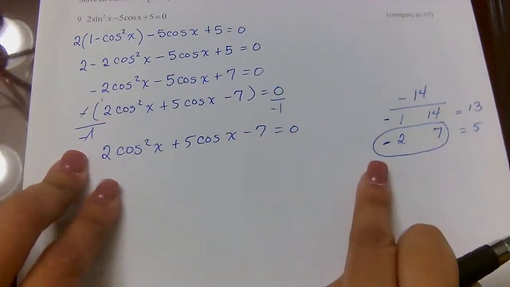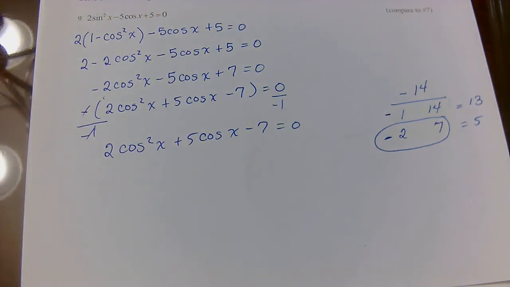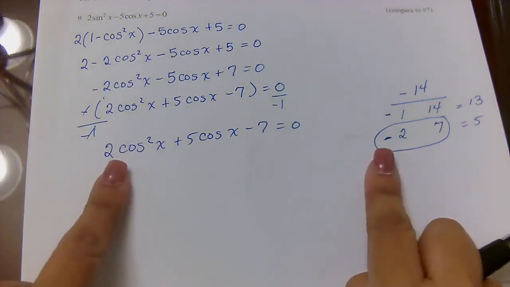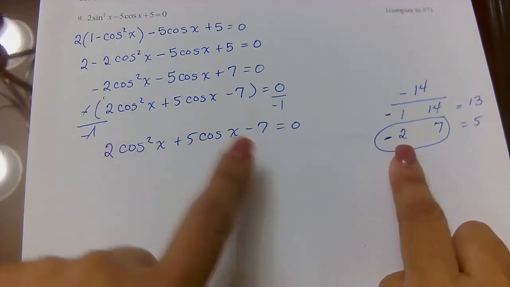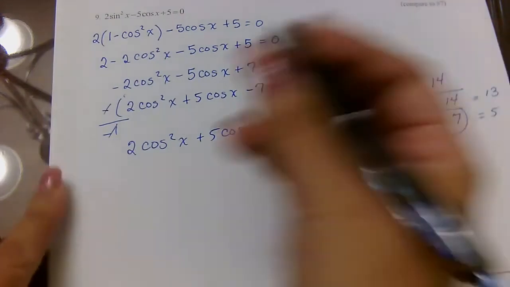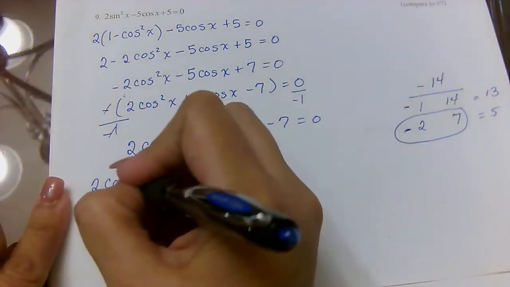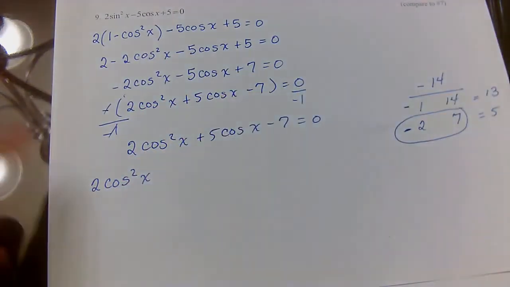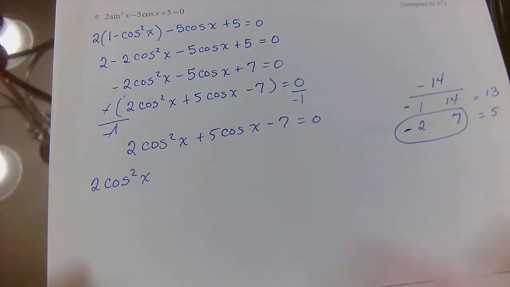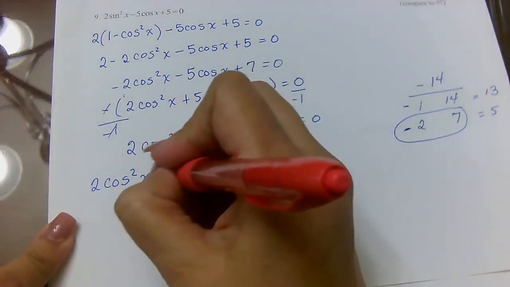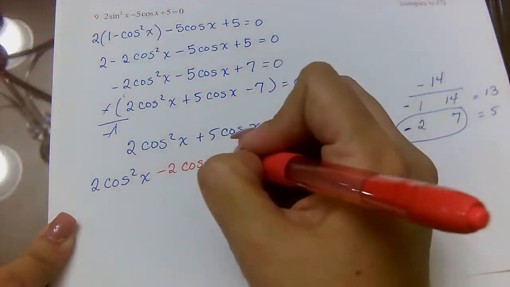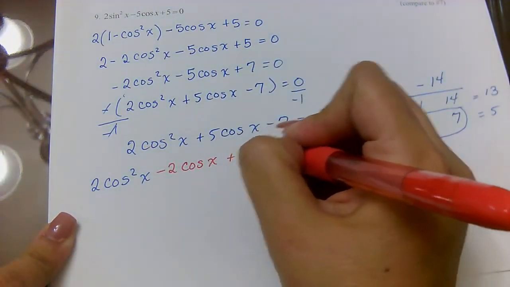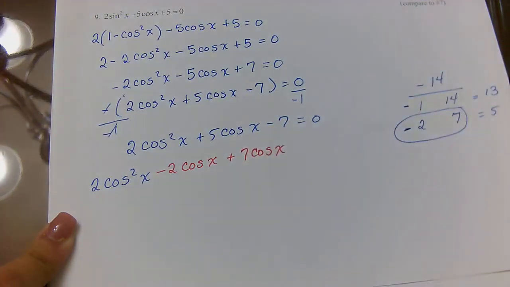Okay? Now this is where we break them up and decide which one we want to use with the 2 and which one with the 7. So hopefully you can see that you want to put the 2's together and then we'll keep the 7's together. So I'm going to go ahead and rewrite 2 cosine squared x minus 2 cosine x plus 7 cosine x and then the minus 7.